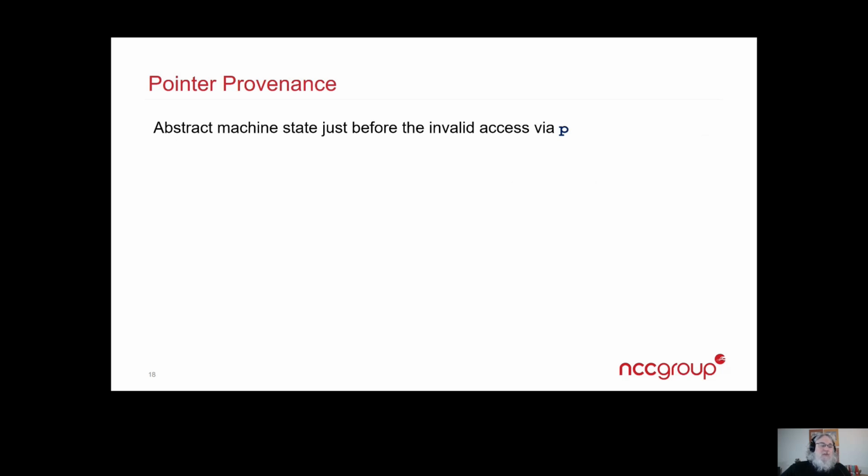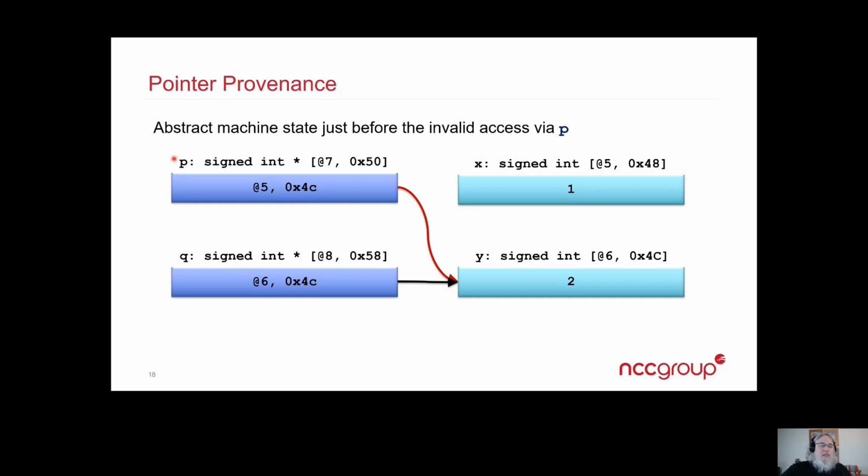So let's take a look at this with a graphic that should make it easier to understand. Before we access the value through the pointer P in our code example, the storage is configured like this. Let's start over here. We've got the object X, which is a signed integer, and we've given it an ID of 5. This is just a unique identifier for this object. And it's at a particular address, and we're going to say the address is hexadecimal 48.